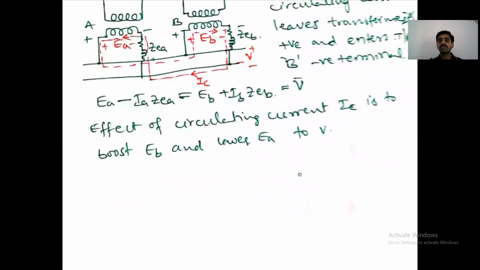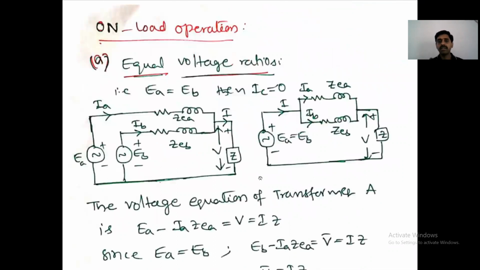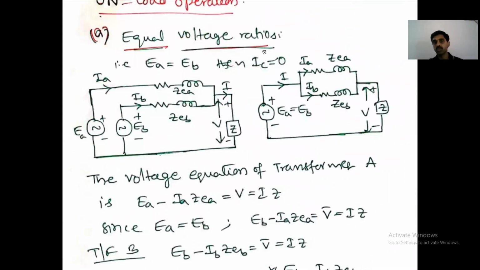So from this, let us see a small derivation. On no load operation with equal voltage ratios, EA is equal to EB and IC equals 0. In such a case, we can draw the diagram like this. This is the equivalent circuit; you have seen this one. EA, EB you can write, and ZA, ZB we can draw in parallel.